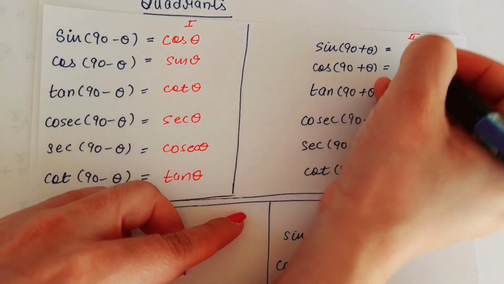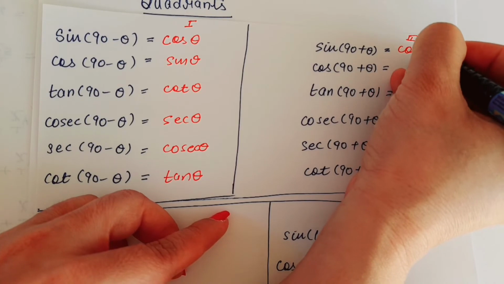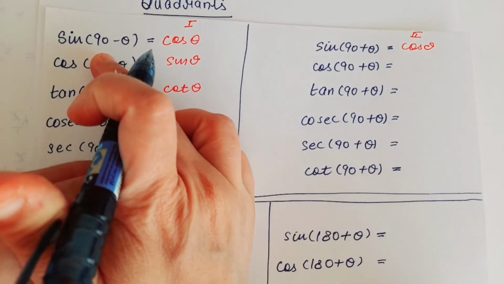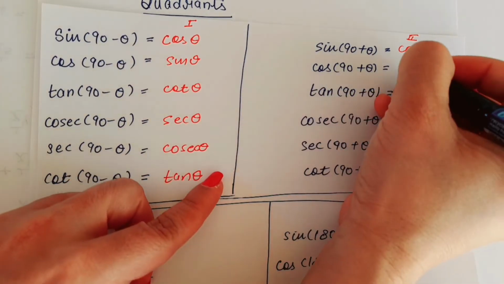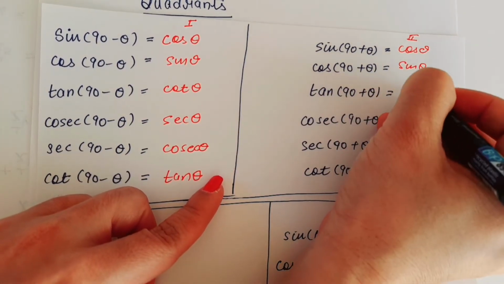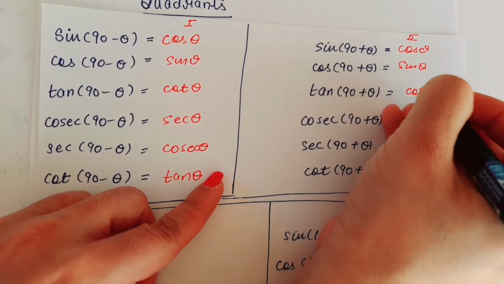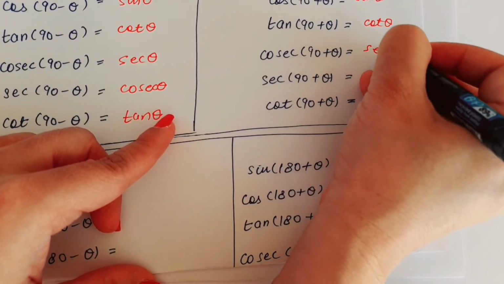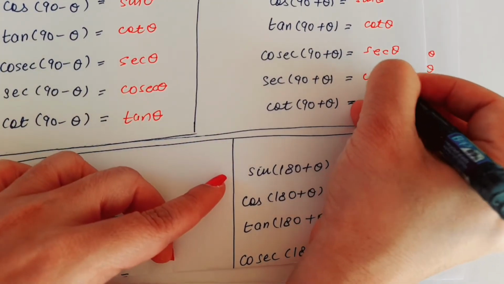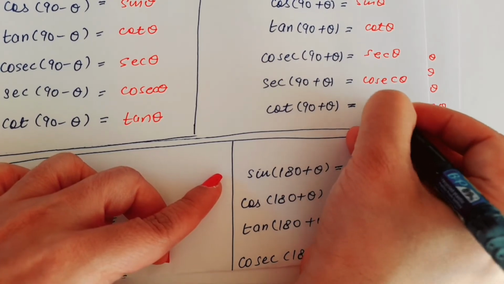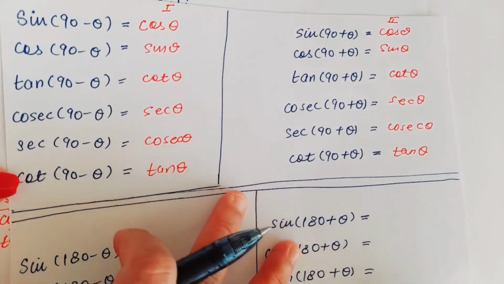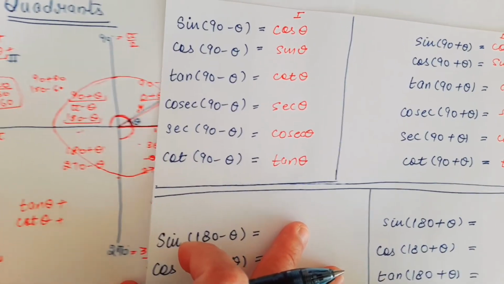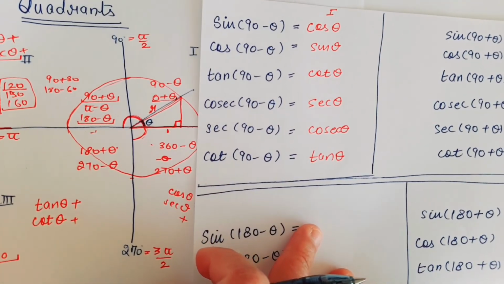Similarly here also, if you are dealing with 90 minus theta or 90 plus theta, sine will change into cos, cos will change into sine, tan will change into cot, cosecant will change into sec, sec into cosecant and cot into tan. Now you just need to see where we will get positive values and where we will get negative values.